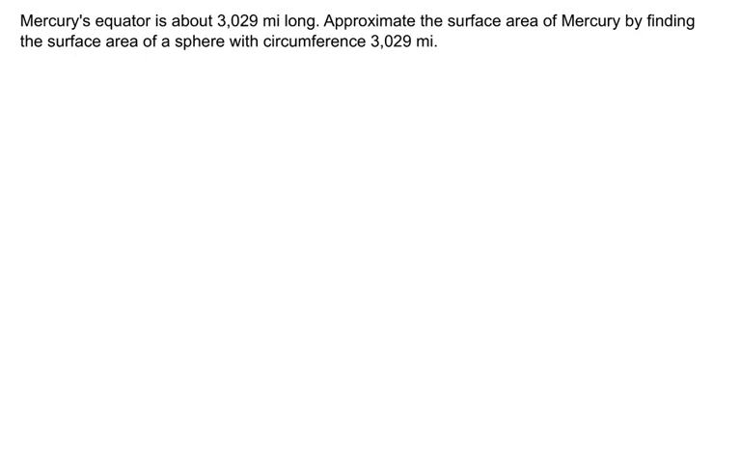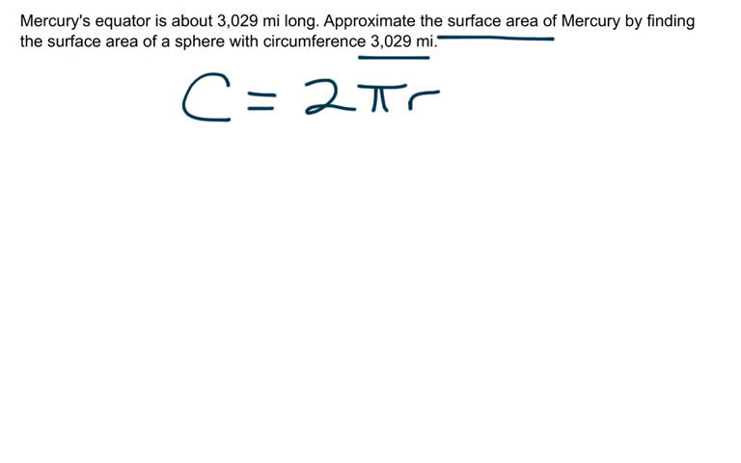Okay, this next one says Mercury's equator is about 3,029 miles long. So, very long equator. Approximate the surface area of Mercury by finding the surface area of a sphere with circumference of 3,029 miles. And again, what we have to know is circumference is 2 pi r. It's kind of like the perimeter. The distance around Mercury is 2 pi r. Now we're trying to find its surface area, but it doesn't give us our radius.